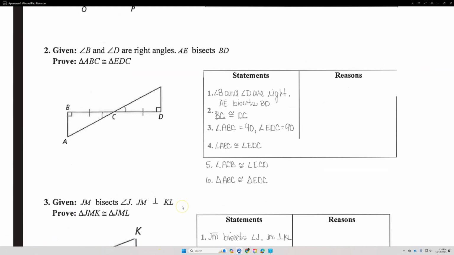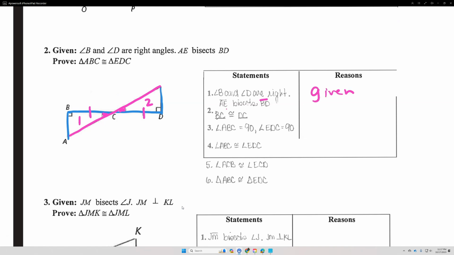That's the proof. Number 2, we're given angle B and angle D are right angles. We know that line AC bisects BD, so it makes two congruent segments. And we know that this angle is congruent to this angle because those are vertical angles. So let's go ahead and give the reasons to our statements. We're trying to prove that this triangle is congruent to this triangle.